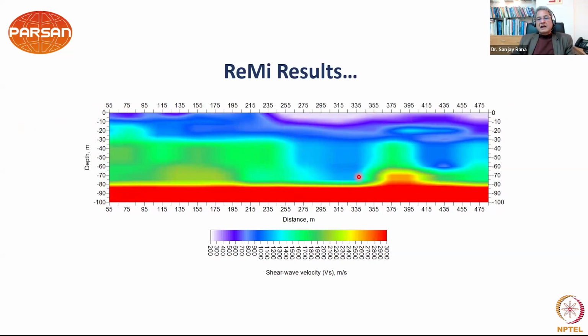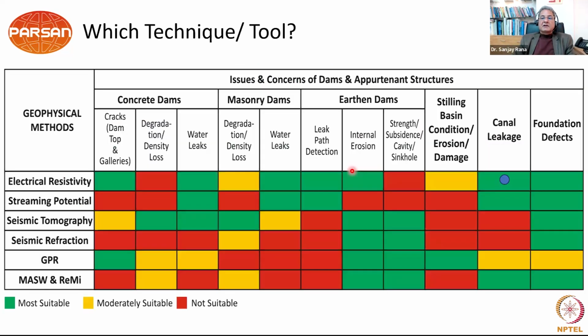And in this particular area, the velocity is much lesser. This particular block, the velocity is much lesser. So because of a lot of seepage of water over a period of time, a lot of leaching has taken place, and that's how this block has become very, very weak. So this is another very important method for dam investigations.